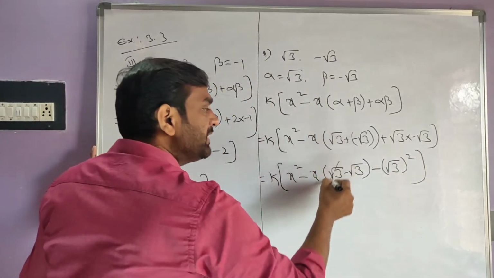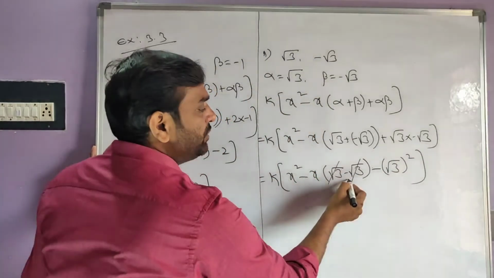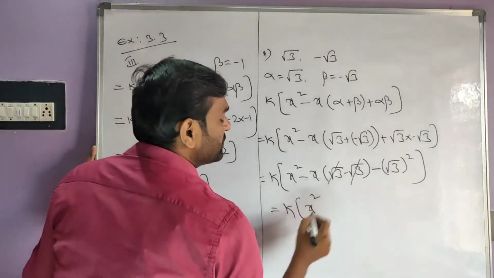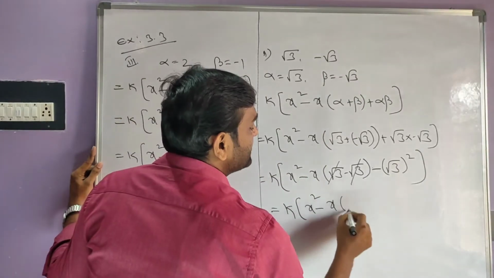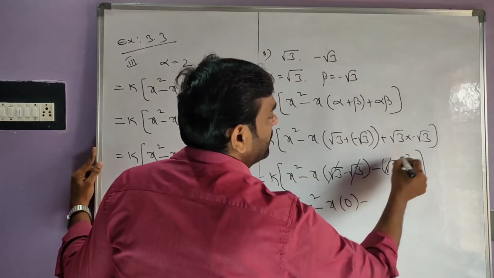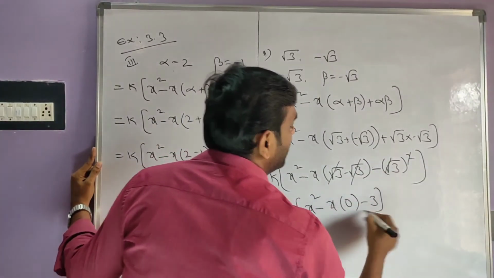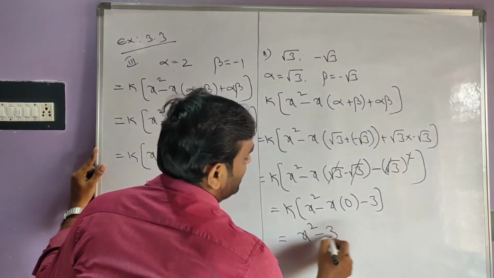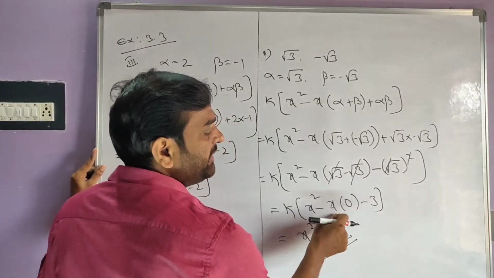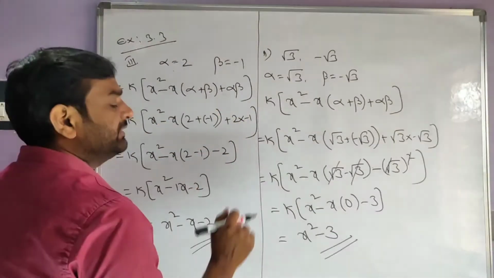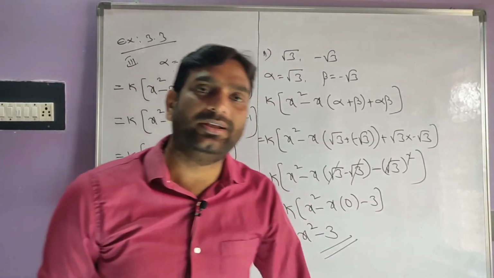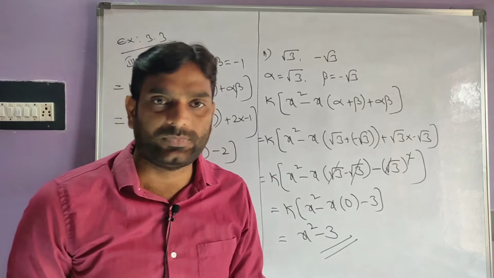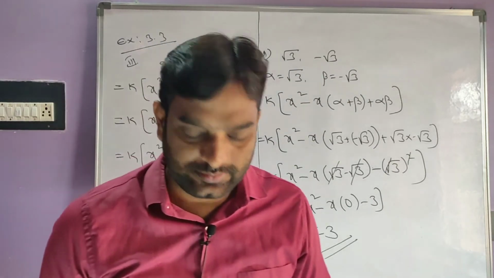Here plus root 3 minus root 3 cancel, 0, and 0 into x is 0. So k of x square minus x into 0 minus root square cancel, then remaining is 3. If k is equal to 1, then you will get x square minus 3. This term is 0 now. So we got x square minus 3. This is the required quadratic polynomial if alpha and beta are given. This is the process.